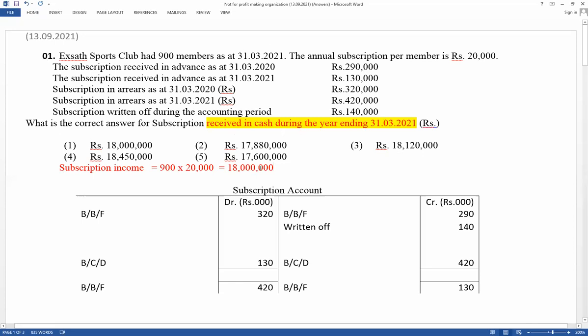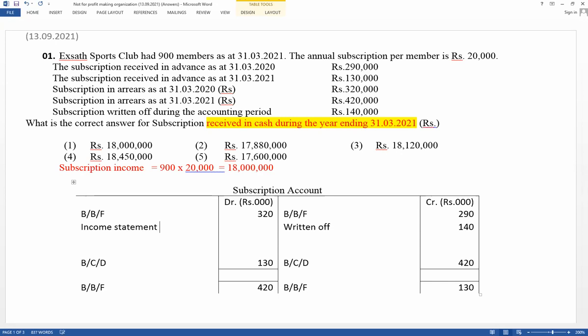Therefore, subscription income. What is the double entry? Income statement credit, subscription account debit. Income statement, it should be included under income. Therefore, for the year value, double entry, subscription account debit as an income statement. As an income statement, subscription account debit 18,000. Think how to record for the year value. That is income. It should be included income statement under income. What is the double entry? Income statement credit, subscription account debit.